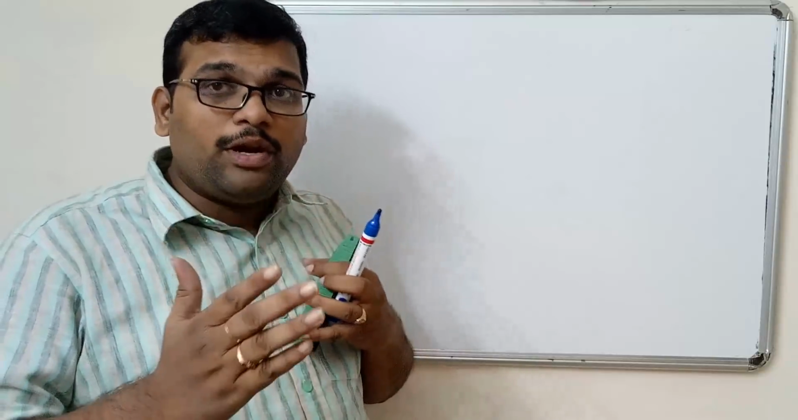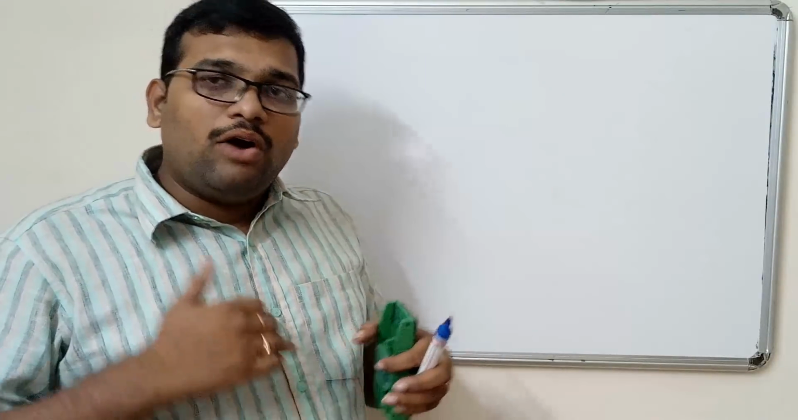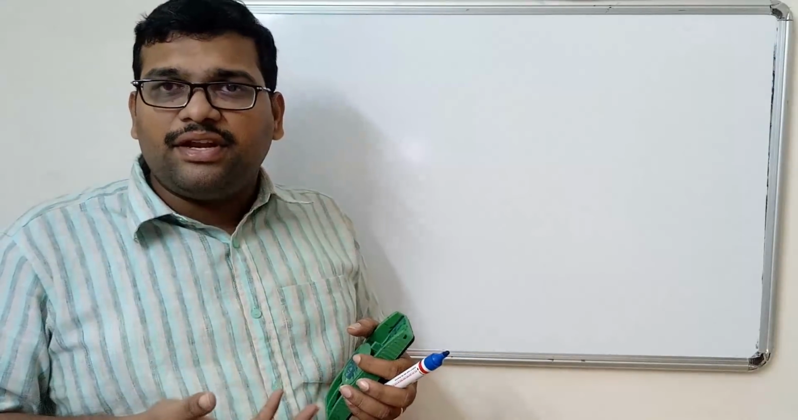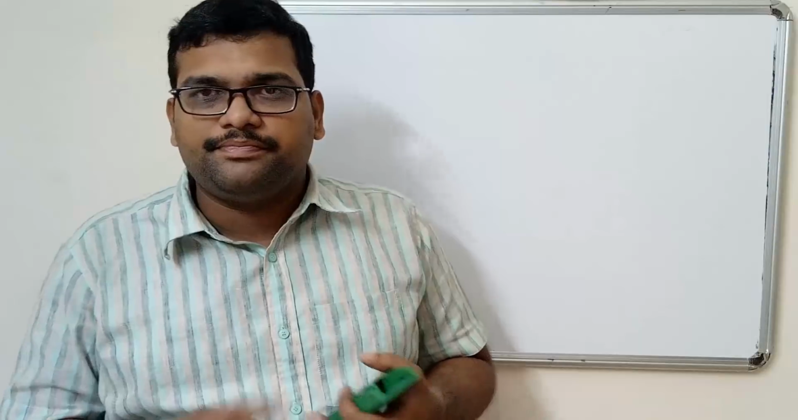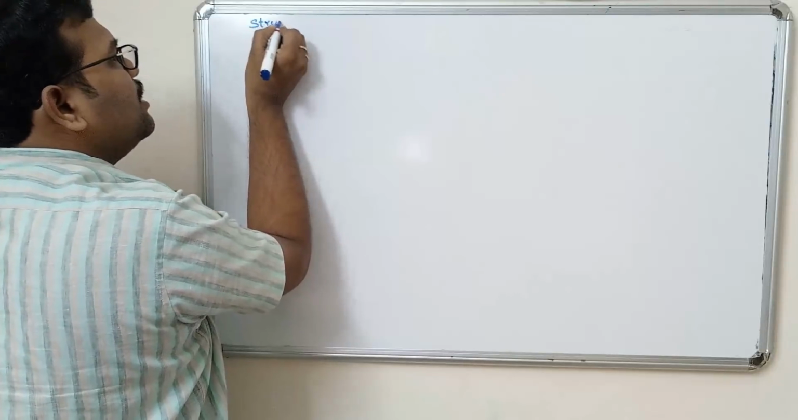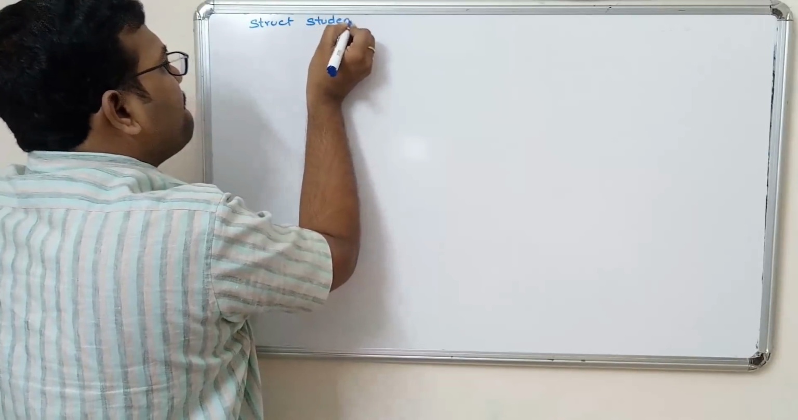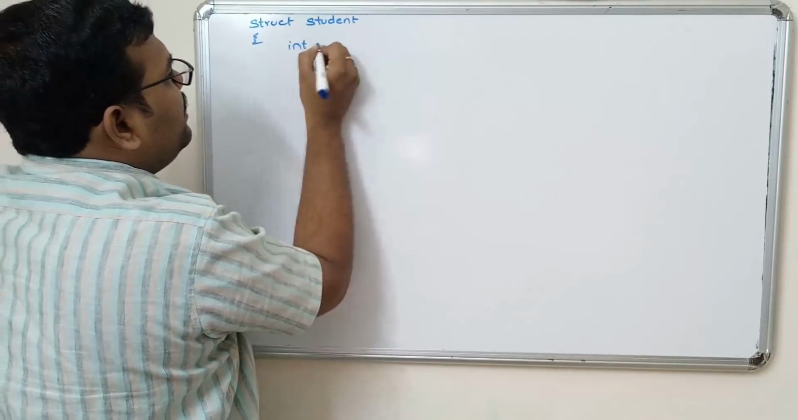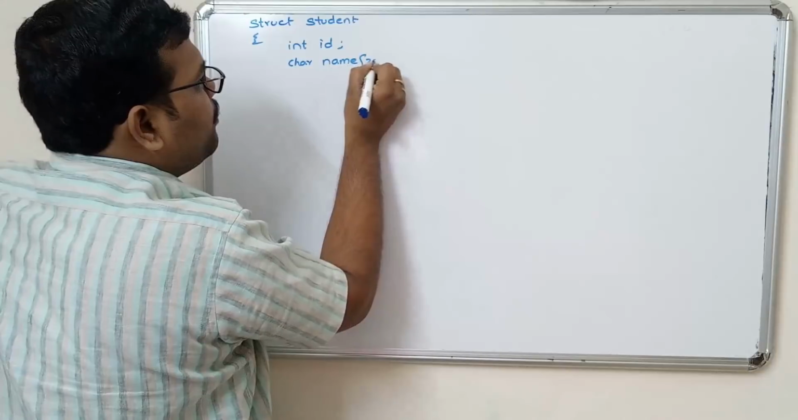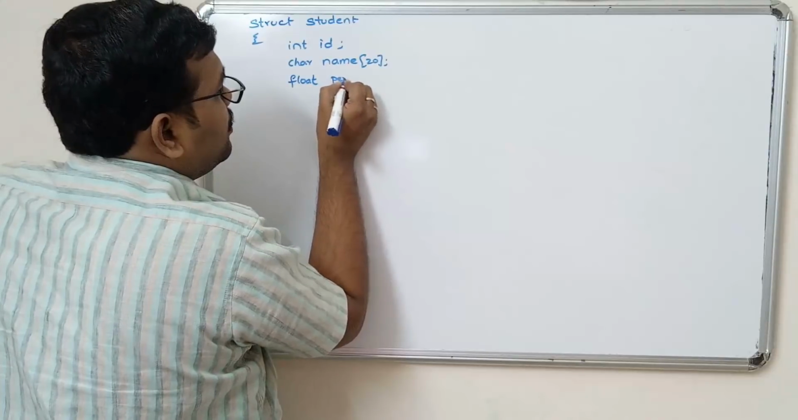And one more important thing is, we can define this structure anywhere in the program. Even outside the main function we can define this structure, and all the structure variables can be declared inside the main function. So let us write the program. Let us declare this structure outside the main function. Struct student, int ID, char name of 20, float percentage.